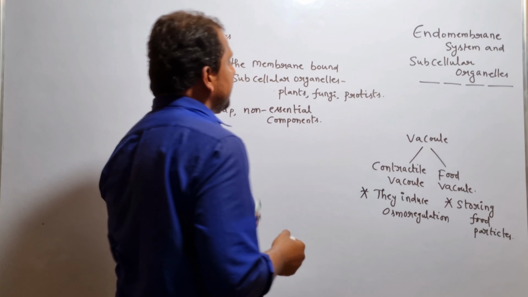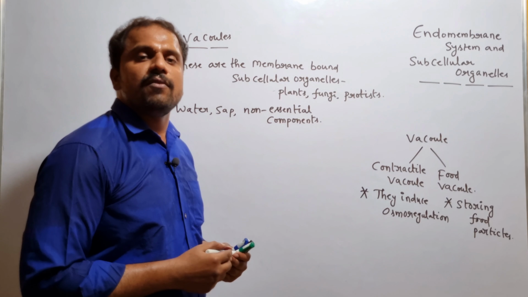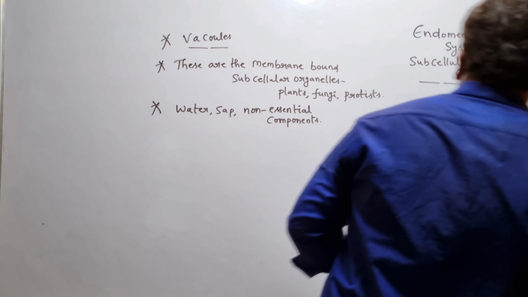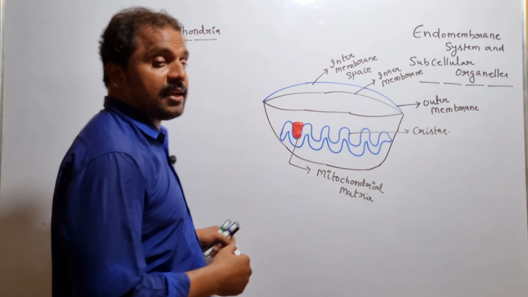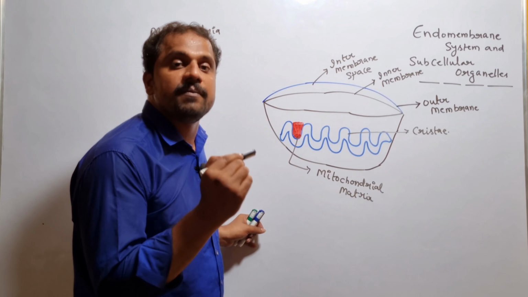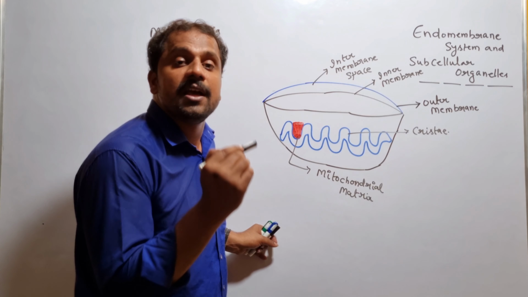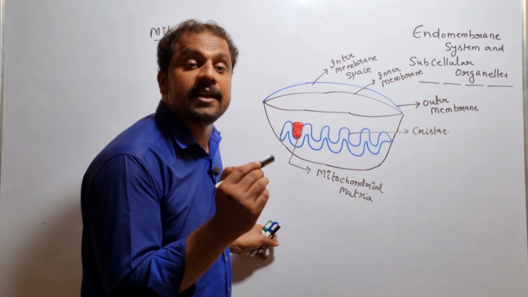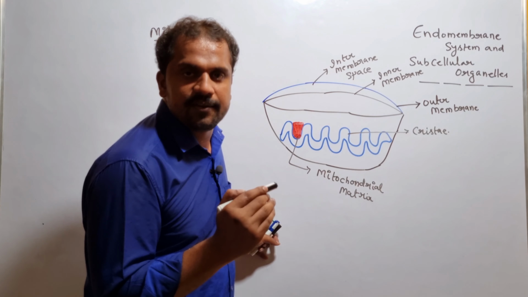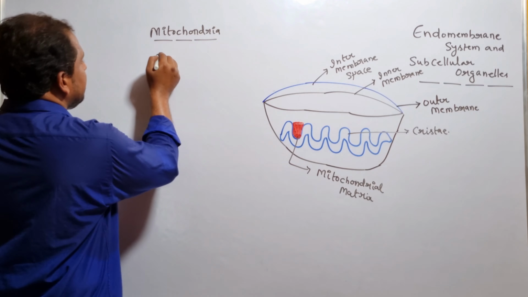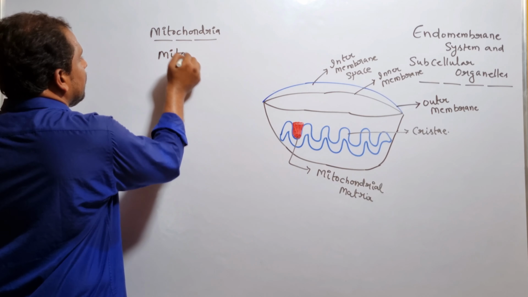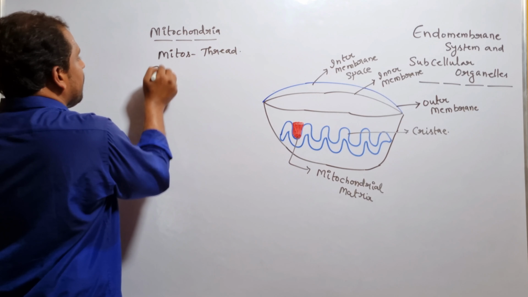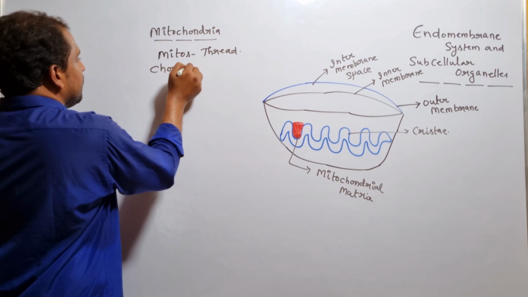Then after that we will be studying mitochondria. So what is mitochondria? Let me arrange the things first. Mitochondria. The term mitochondria is derived from two Greek words, mitos and chondrion. The meaning of mitos is thread and the meaning of chondrion is granules. So let me write it here. Mitos means thread and chondrion means granules.